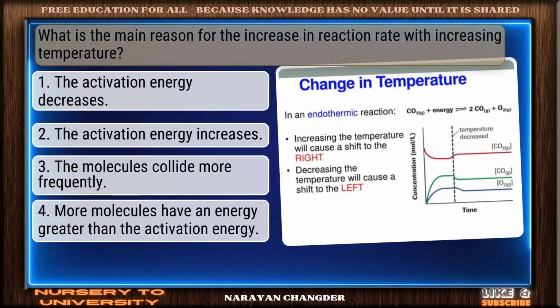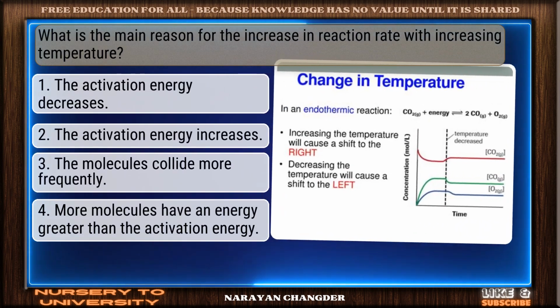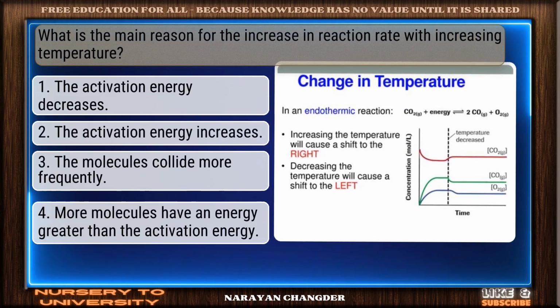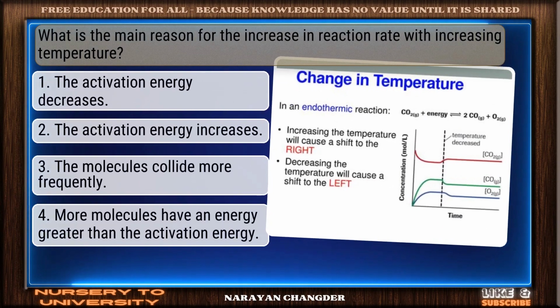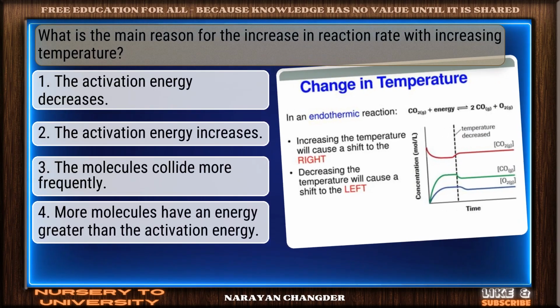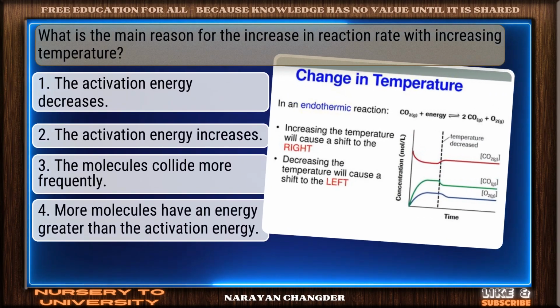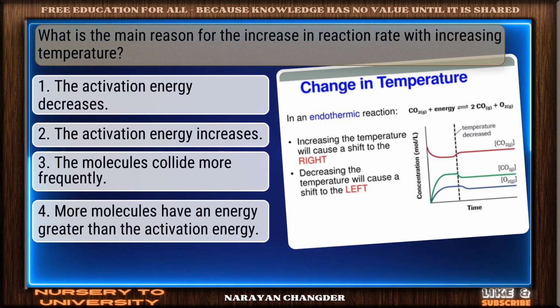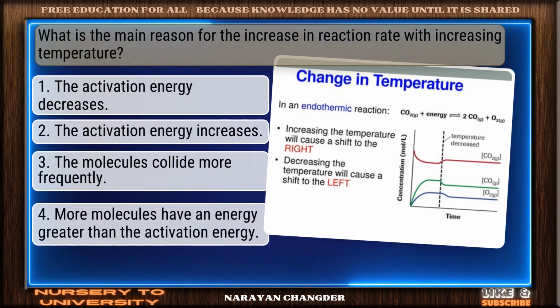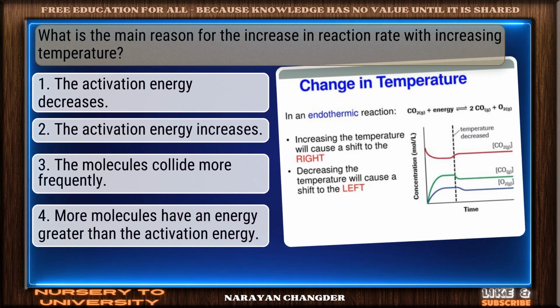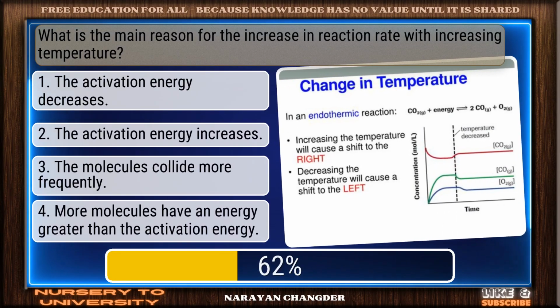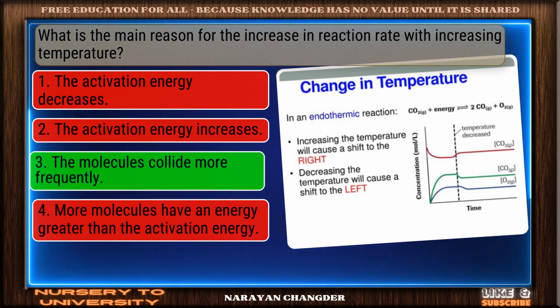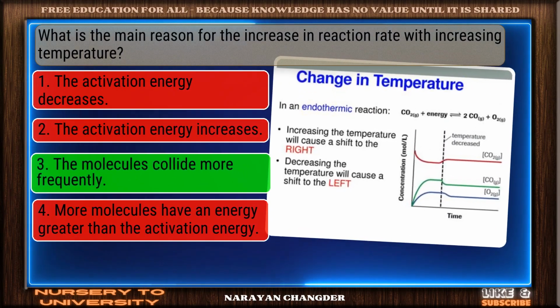What is the main reason for the increase in reaction rate with increasing temperature? Option 1. The activation energy decreases. Option 2. The activation energy increases. Option 3. The molecules collide more frequently. Option 4. More molecules have an energy greater than the activation energy. Right, the molecules collide more frequently.